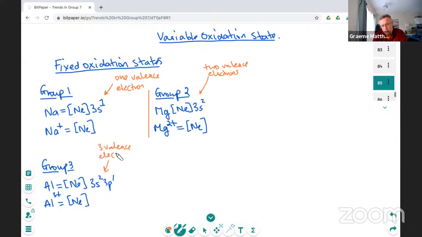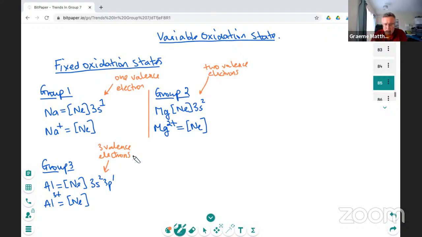Yeah. So again, you're thinking, right. Now, makes perfect sense, right? And so group 1, group 2, group 3, yeah, they're all fixed oxidation states.